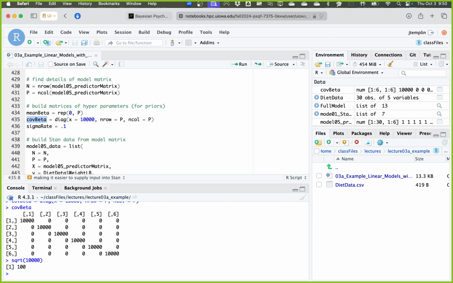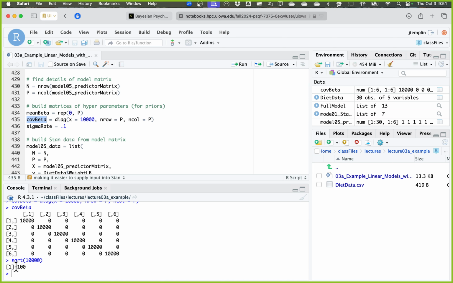I'm setting a prior distribution where the mean is 0 for each coefficient, but the standard deviation is 100. So practically speaking, using a normal distribution for each, and because 0 is in the off diagonal, they're independent normal distributions for each coefficient. What I'm saying is, I believe the regression coefficient is most likely between 0 plus or minus 3 times 100, or somewhere between negative 300 and positive 300. Does that seem reasonable?